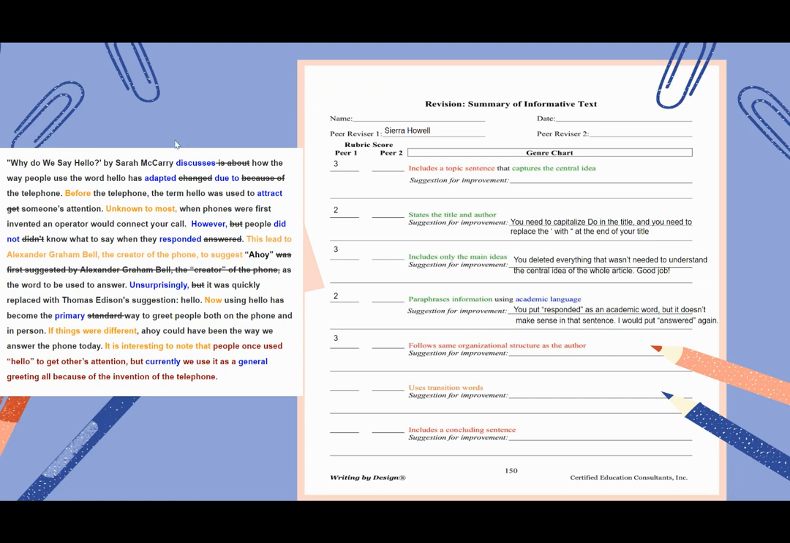Next, follows the same organizational structure as the author. 3, because I literally just stayed in the exact same order the author used. I made sure I put it in that same order. So I got full points. 3 on uses transition words. Again, they didn't have to, but they said all of your transitions link your sentences together so it makes sense why they are by each other. Amazing. And then includes a concluding sentence. They didn't give me feedback on this one because I got full points on it and they didn't need to.